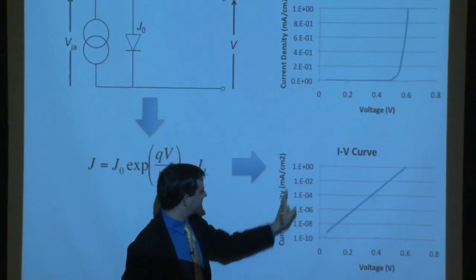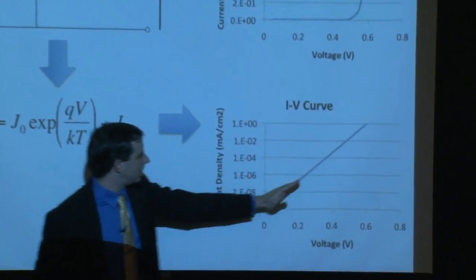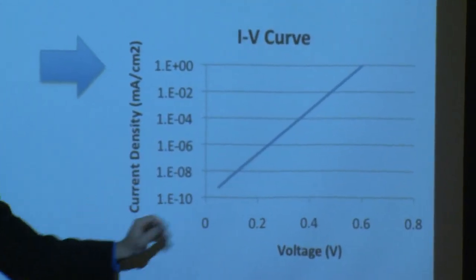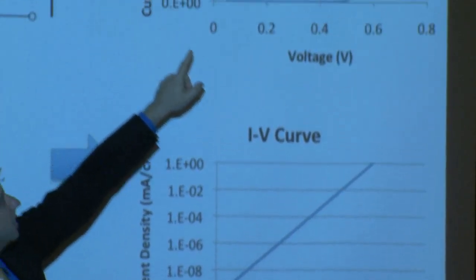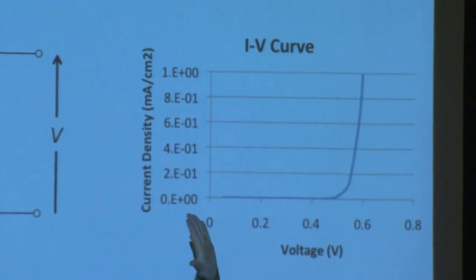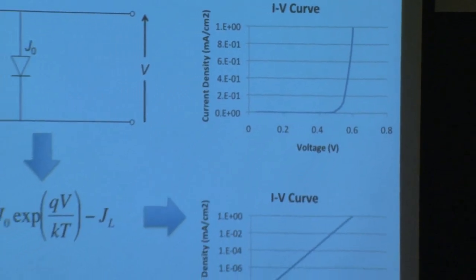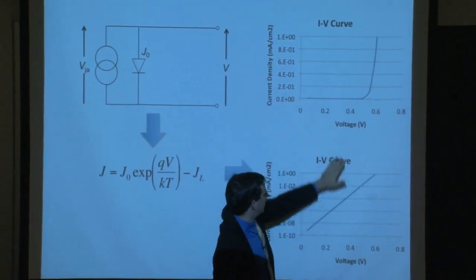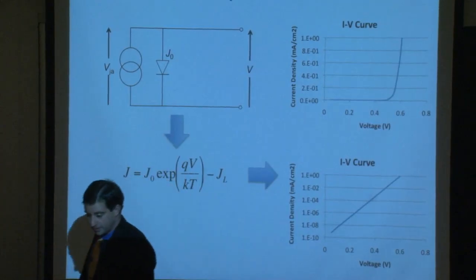And this is the current density versus voltage. So in linear-log scale axes, we have a straight line. That would mean on a linear scale, we would have an exponential curve, right? So an exponential function, an exponential curve up here, and a straight line in linear-log scale.